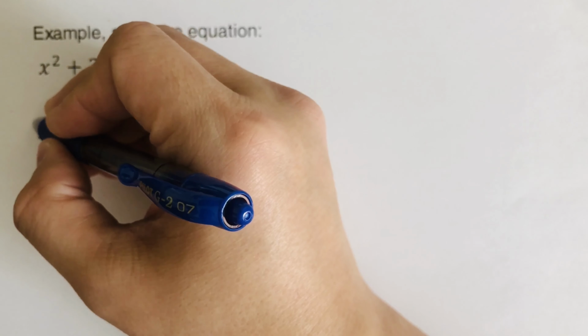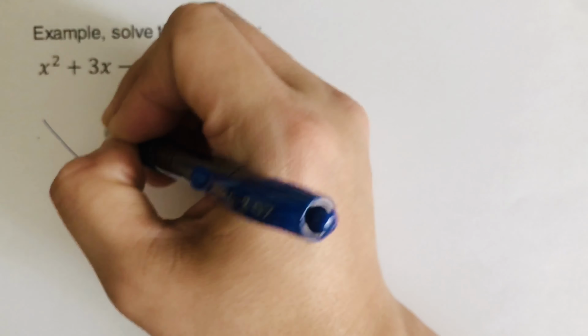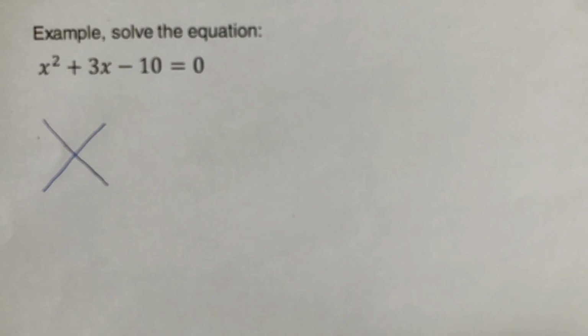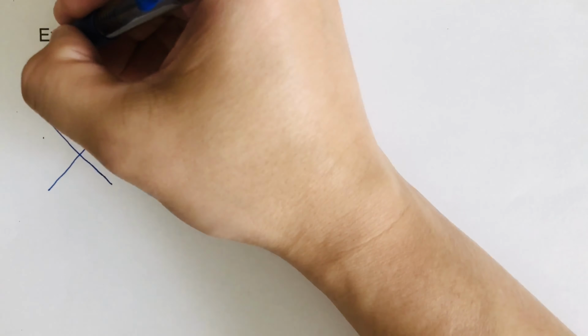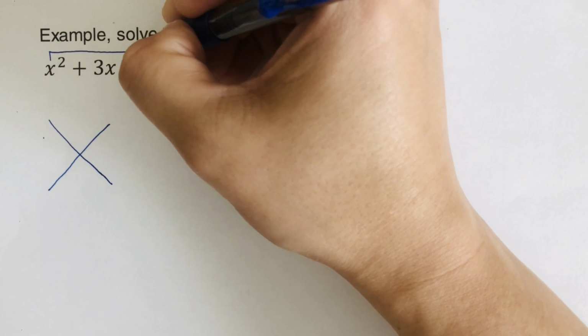So here I'm going to draw the diamond, and the numbers that we write on the diamond would be, we multiply this first and the last here.